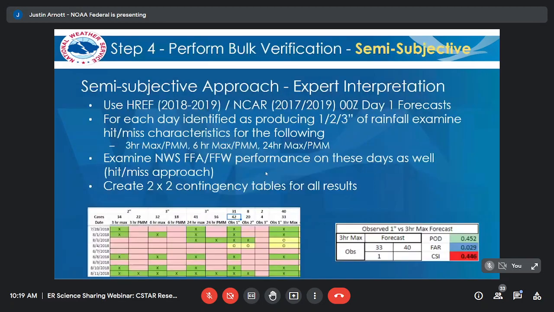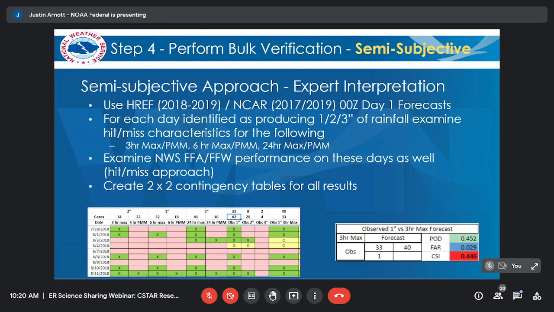All right, let's move on to the next step, which is our semi-subjective bulk verification. This is where we identified the days producing 1, 2, and 3 inches of rainfall, and then we do hit and miss statistics, whether looking at a 3-hourly forecast, a 6-hourly forecast, or a full 24-hour forecast. And we also look at how the Weather Service hydro products worked on that day. The boiled-down result is a set of 2x2 contingency tables for POD and FAR.